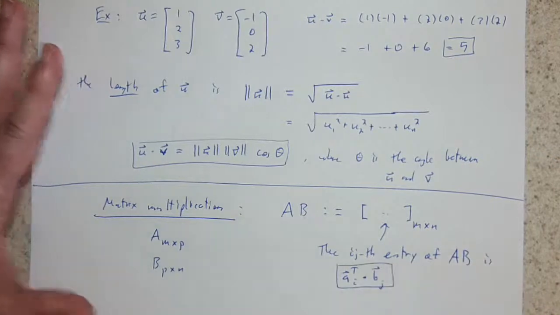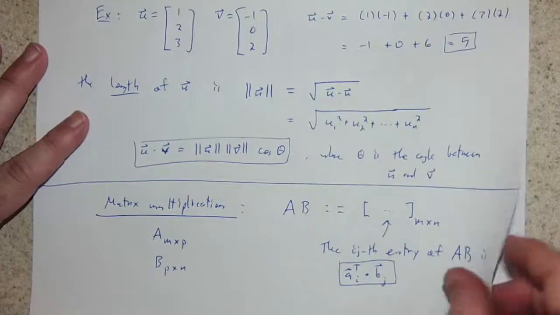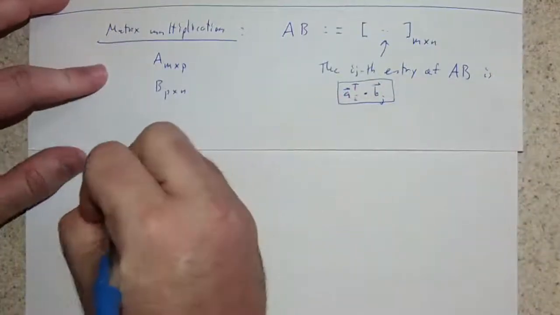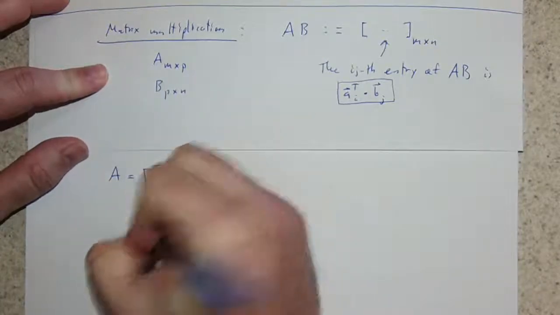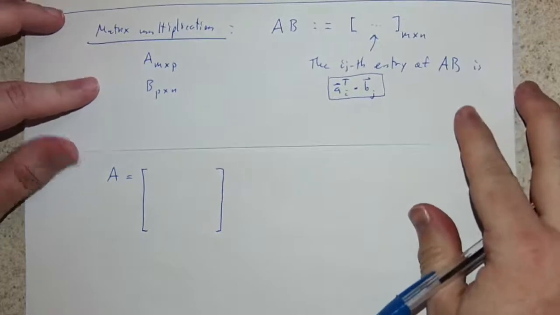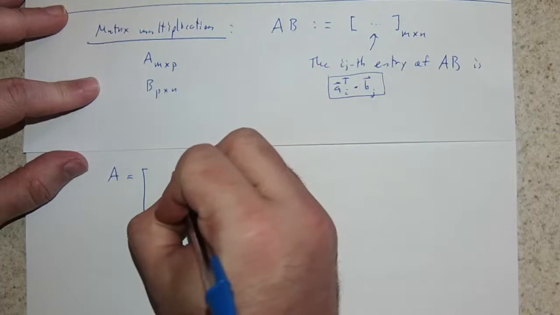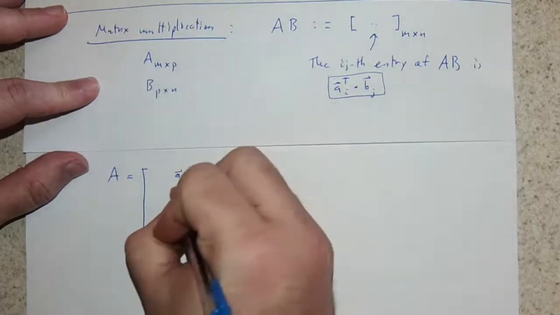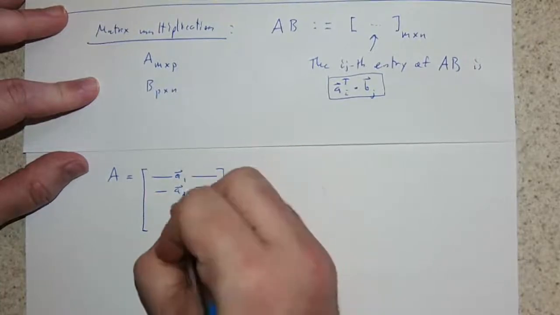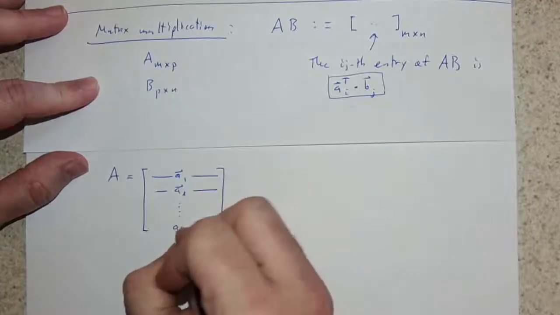What is that? Well, we're going to write A as a matrix made up of rows. We'll call those rows A1, A2, and so on. So these are rows here. How many rows do I have in A? M of those rows.